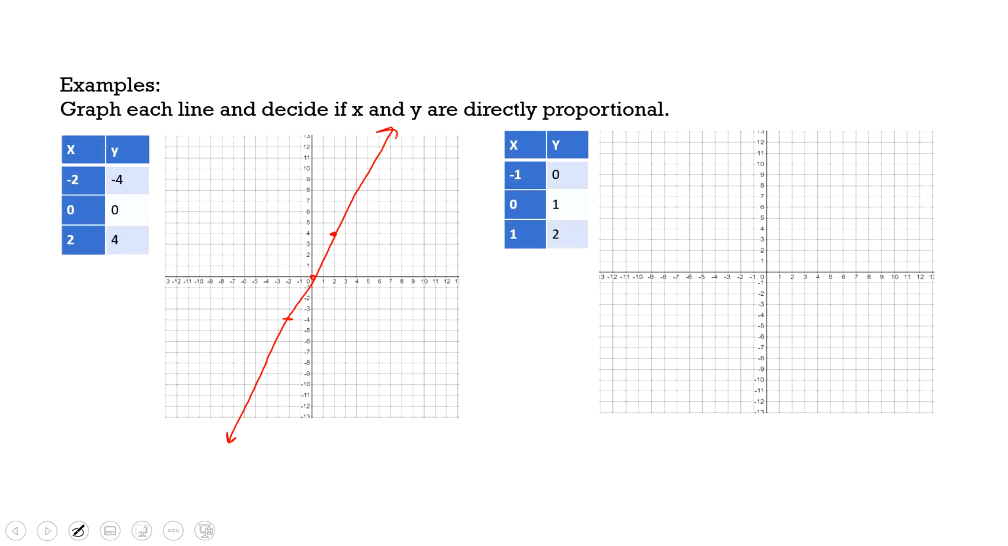Okay, next one is -1, 0. So I'm plotting -1, 0. Right now when I plot x as -1 and y as 0, I'm not through the origin. My next point is 0: when x is 0, y is 1. When y is 1, x is 2. So I see right away that I'm not going through the origin. We've missed our origin in this one. So that tells me we're not directly proportional.